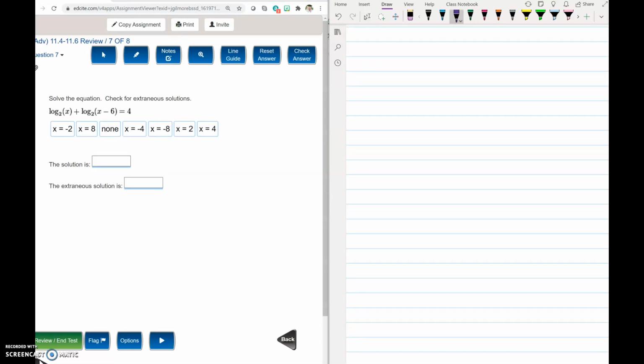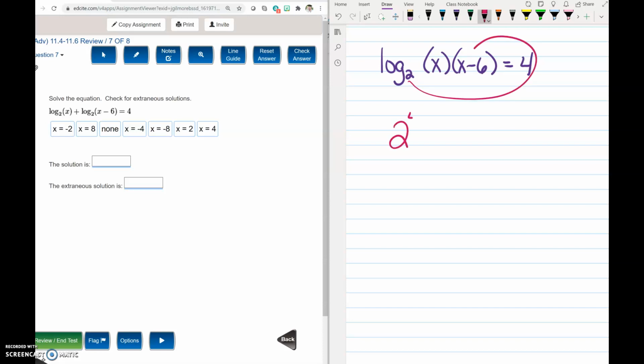Okay, this one we first need to condense. So when we condense, this becomes the log base 2 of x times x minus 6 equals 4. Then we do the log ride. Woo! That is 2 to the 4th equals all of this, x times x minus 6. 2 to the 4th, according to my calculator, is 16, and this is x squared minus 6x.